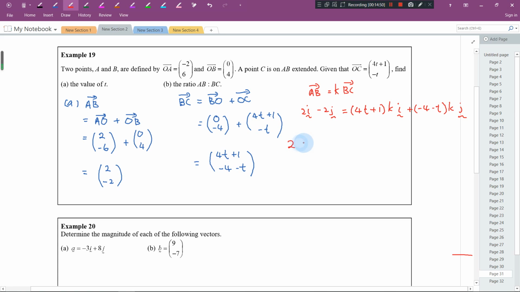Now 2 is equal to k times 4t plus 1. This is equal to this. Okay, so negative 2 is equal to negative 4k negative 4 negative t. Okay, so now we are looking for the value of t, right? So how to get the value of t? So this is the first equation, and oh, not enough space. This is the second equation.